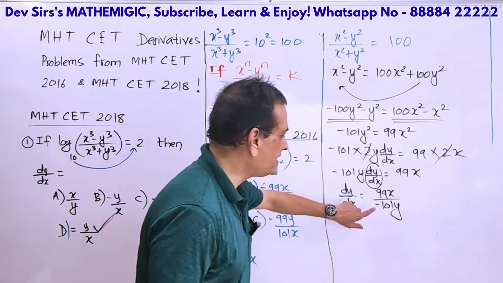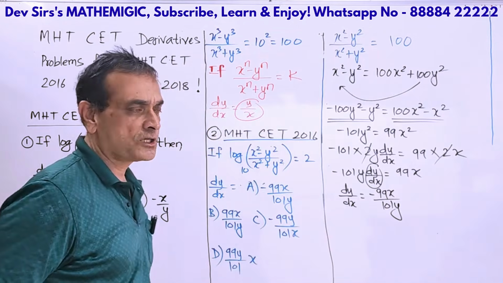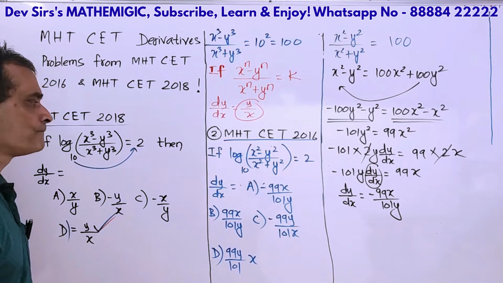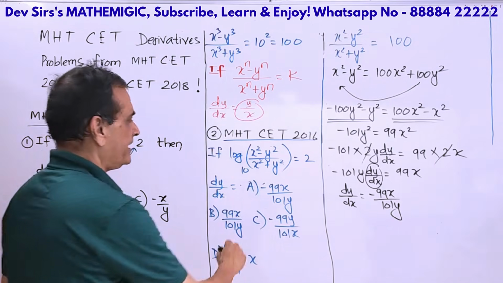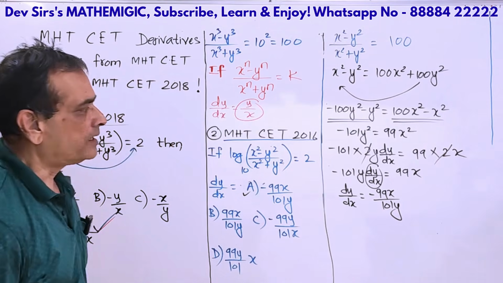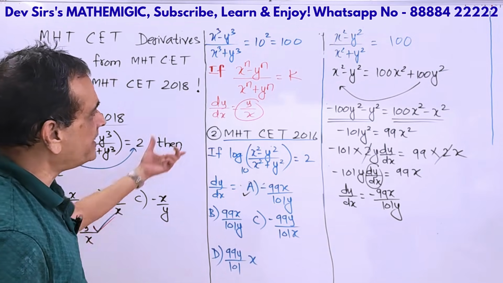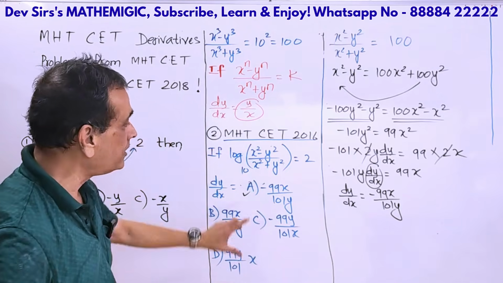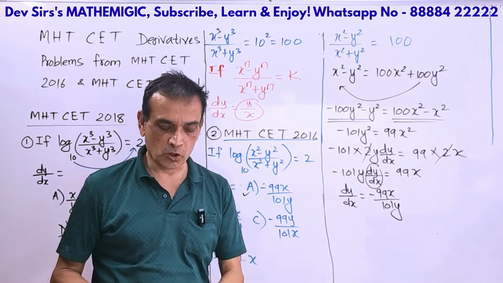Now this minus sign can be taken here. Check करो ऑप्शन कौन सा है. -99x upon 101y. ऑप्शन ए. राइट. सो दोनों similar sums मैंने लिए, because इसमें direct shortcut है, इसमें 2-3 steps extra हैं, depending on what options are given. Fine? Okay.